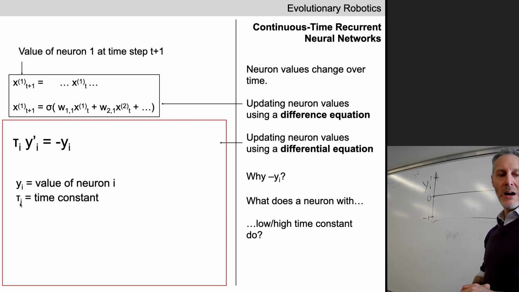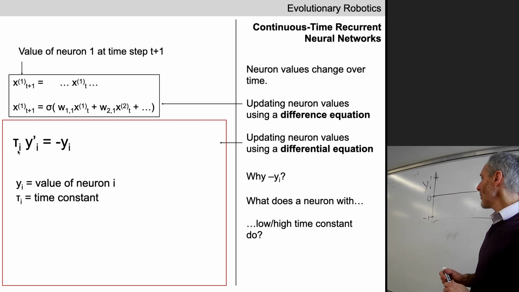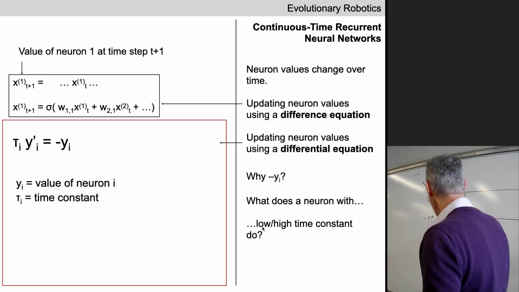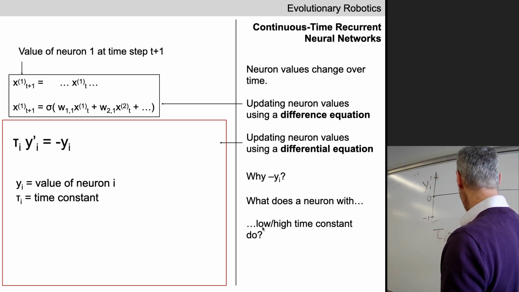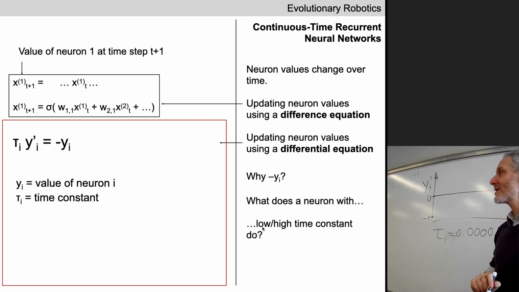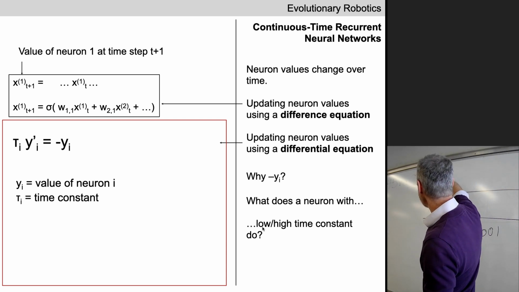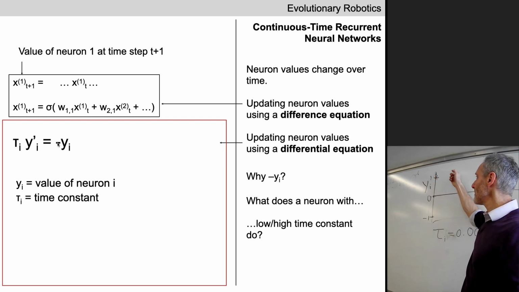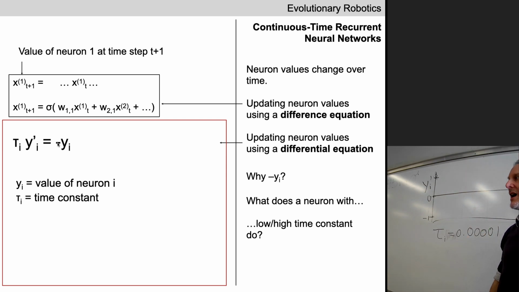They cannot be negative. Let's assume that tau at the moment is very low. It's very, very close to zero. Let's assume a tau sub i of 0.0001. And let's play the game we played before. Let's set the initial value of y sub i to 1. And I want you to integrate or simulate this equation in your head. How does the value of y sub i start to change over time now?